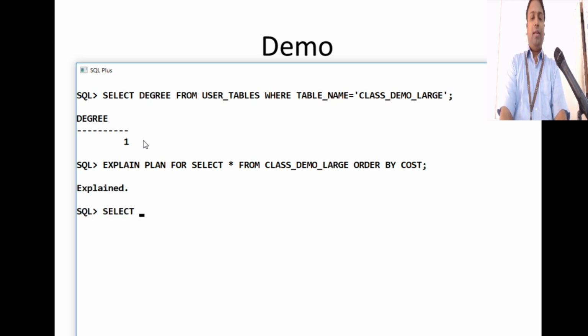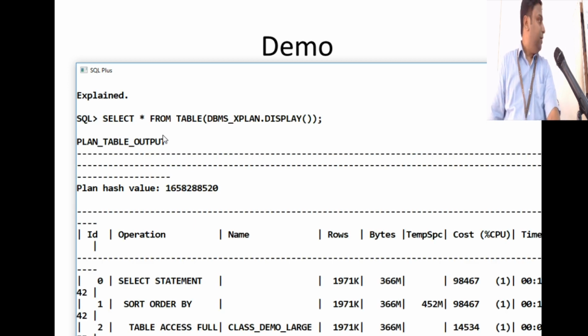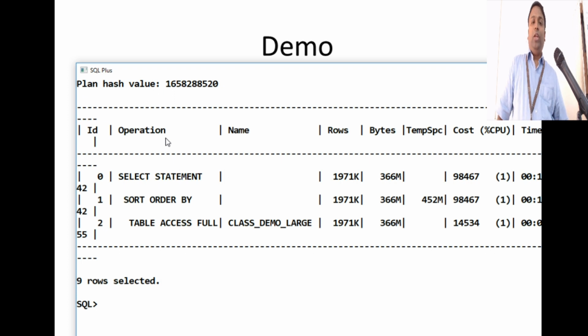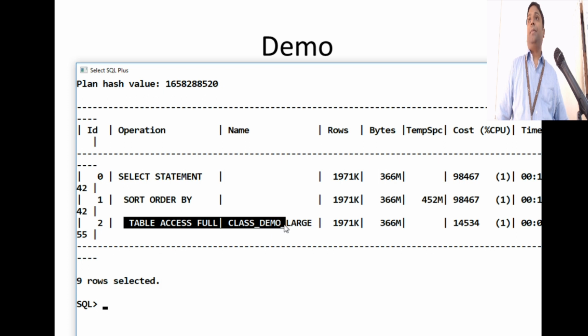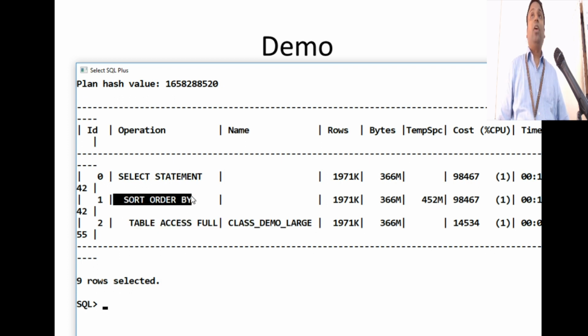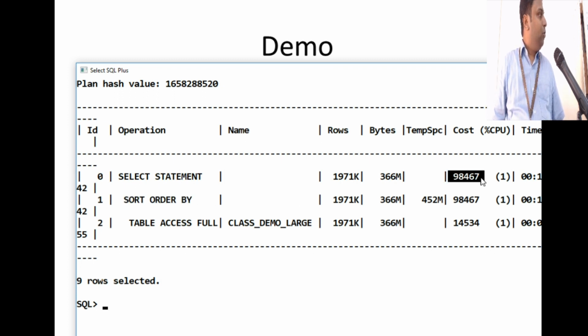So how will I view the plan? Select star from table, and I'm going to use this package, explain.display. This is going to show me the data. When you take a look at how the sorting was done, the entire table was accessed. There was no parallelism, a full table scan done serially, and then sort order by. Every record was read and sorted. And you can see the cost that's taken up here, it's 98467. So this is without parallelism.